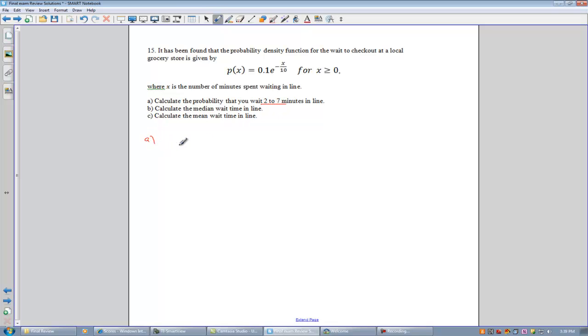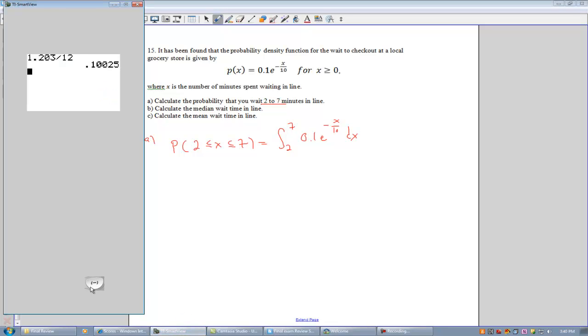So in part A, all you need to do is compute the probability that 2 is less than or equal to x is less than or equal to 7. The idea behind this is when I say probability, hopefully you think area, and if you think area, you think integral. So you do the integral from 2 to 7 of this probability density function, 0.1 e to the minus x over 10 dx. And we're going to use your calculator to do this. I really don't want to do it by hand, so I'll use my calculator.